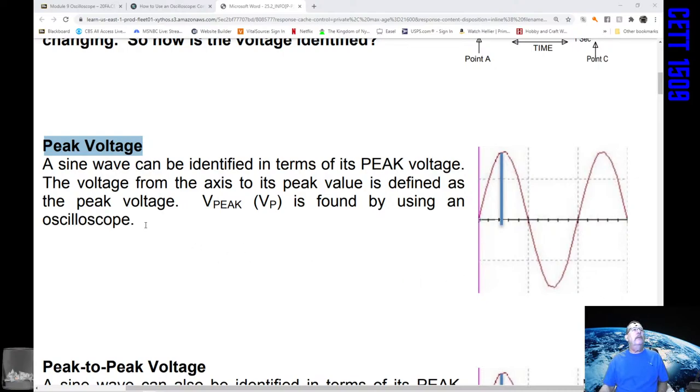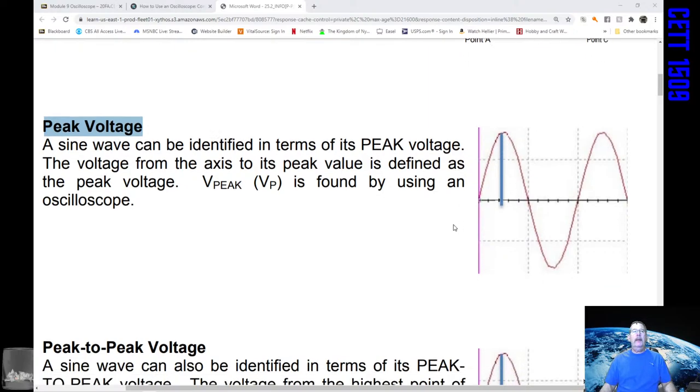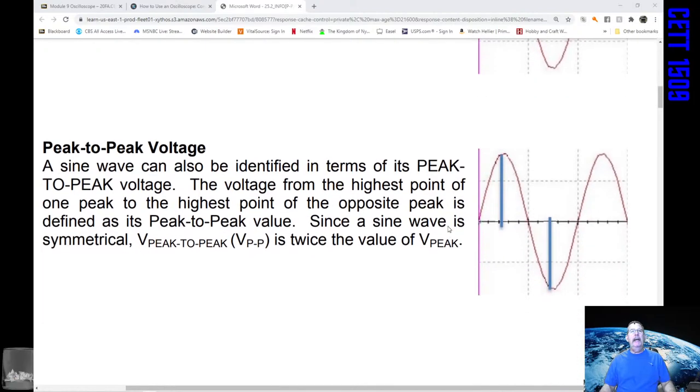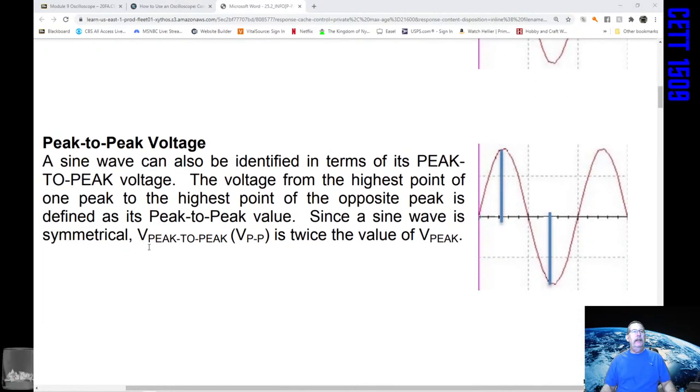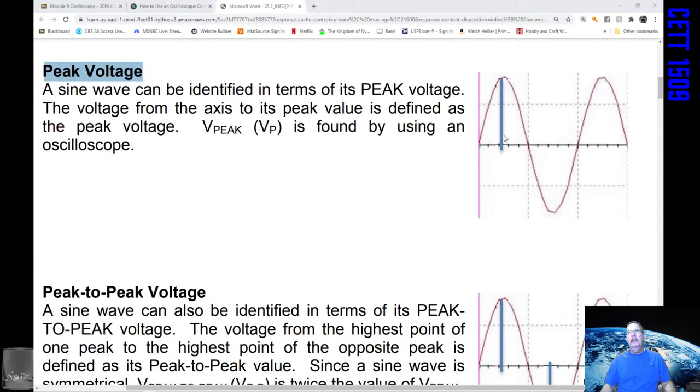All right, so let's go back here. So peak voltage is the most voltage from the zero mark to the top. That's the peak voltage. Can you imagine what peak to peak is? Peak to peak, V sub peak to peak, or V P-P, is basically twice the value.